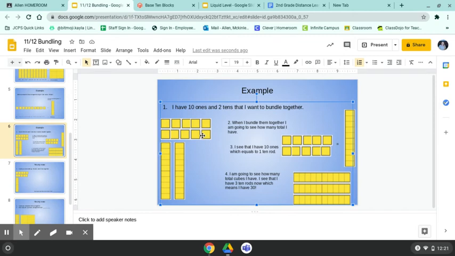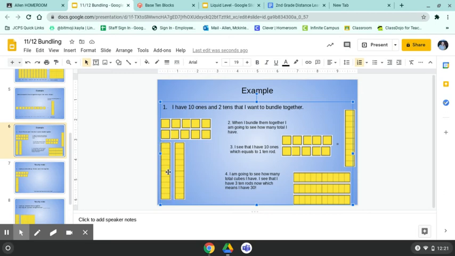So I know that, just using my last example and looking at this one, 10 individual cubes, it's the same thing as 1 ten rod. This 10 rod has 10. It's the same thing. So I know that 10 cubes like this equal 1 rod. And I already have 2 rods of 10 because it says I have 2 tens. So there's my 1 and there's my 2.